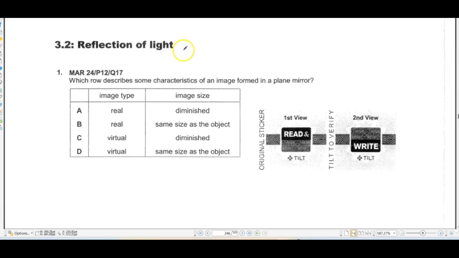Currently, we are solving past paper questions of paper 2. We've started a new topic, which is general properties of waves. And in that, our subtopic today is 3.2, reflection of light. So let's start with its questions.